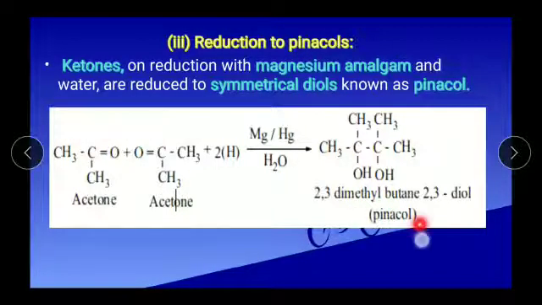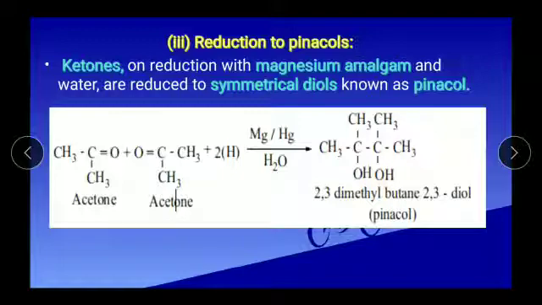So in pinacol we must have two OH groups, and they use the word symmetrical. If we break the molecule into two parts, the two parts should be the same. So it is named a symmetrical diol. It is also known as pinacol.